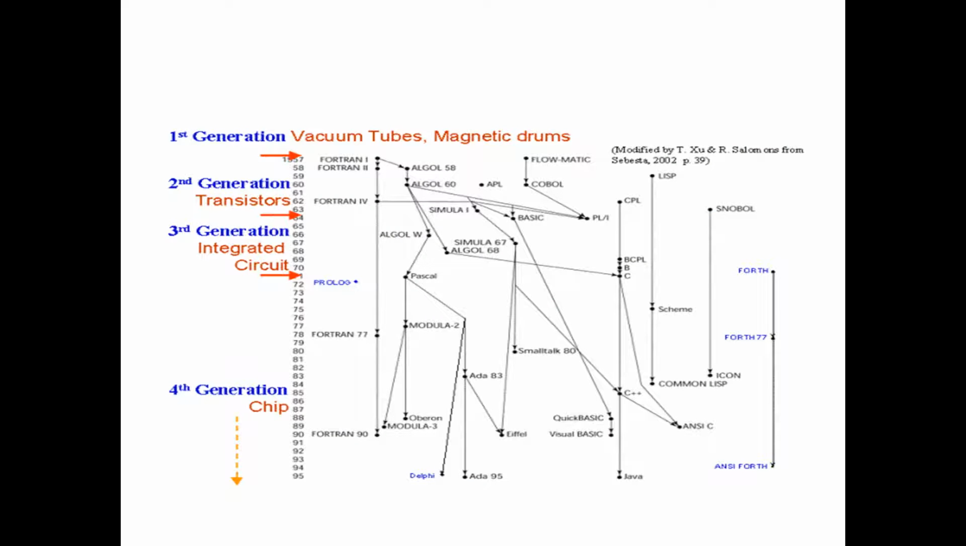This is the first generation, second generation, third generation, and fourth generation. This is just a reference diagram: first generation computers were when we had vacuum tubes, second generation when we had transistors, third generation ICs, and the fourth generation when we had microprocessor chips. Just a reference diagram showing which programming language was developed and in which area.